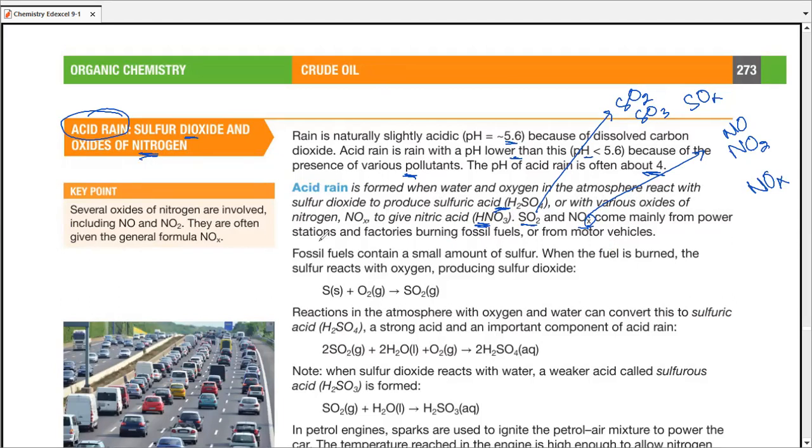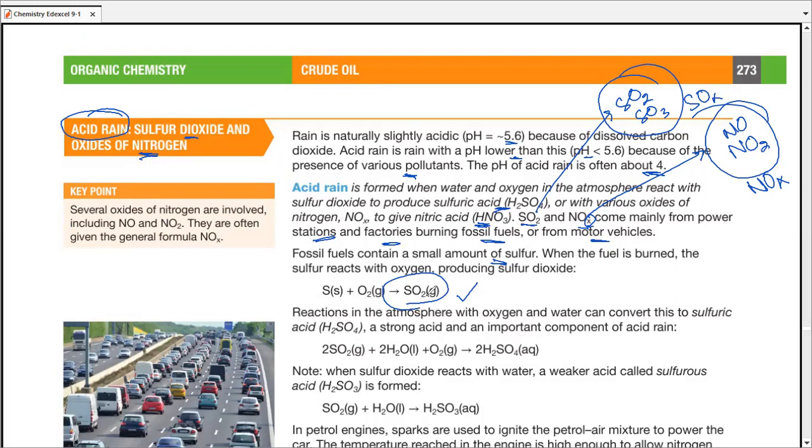So they mainly come from power stations and factories where we burn fossil fuels, or they may also come from traffic pollution or motor vehicles, right? Fossil fuels contain a small part of sulfur. Now we're going to discuss their sources, how they come into being. Fossil fuels contain a small amount of sulfur. When that sulfur is burnt in oxygen, it produces sulfur dioxide. That's how this gas comes into being and becomes a part of our atmosphere.